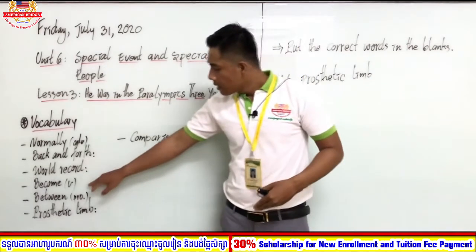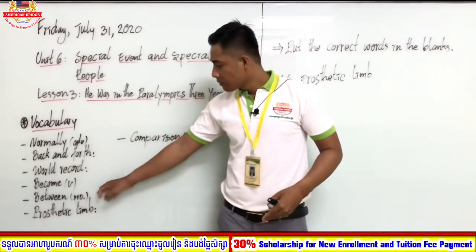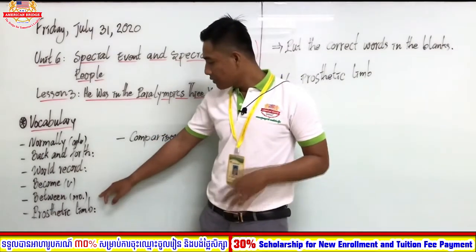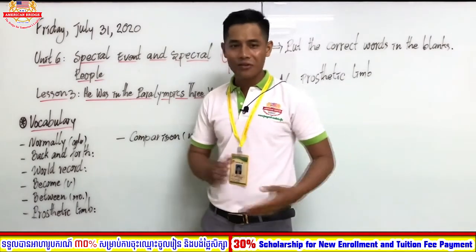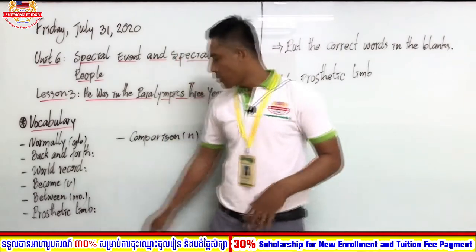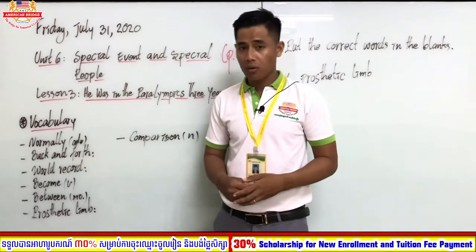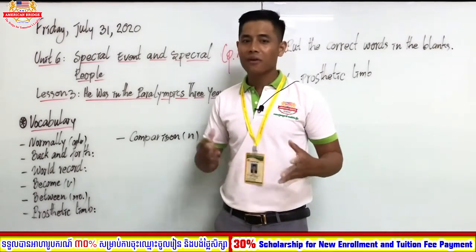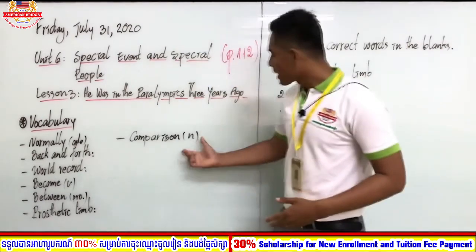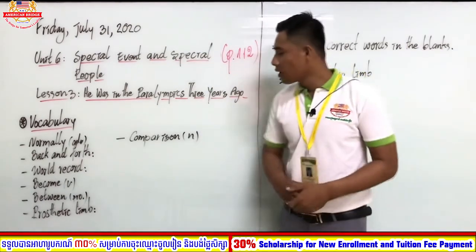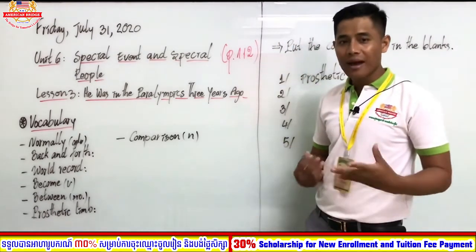Okay. Become. You know already about the word become. It functions as a verb. Between functions as a preposition. So you know about these words already, no need to explain anymore. Next, prosthetic limb. We talk about an artificial body part of a human. Artificial means fake, okay, of the human. Next, comparison, which functions as a noun. You know already about comparison.